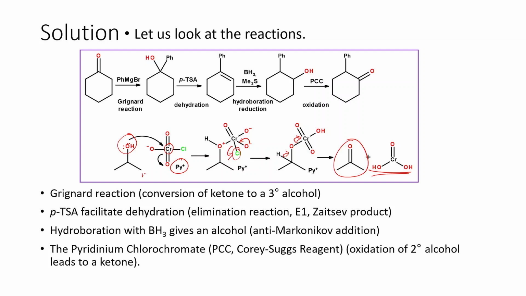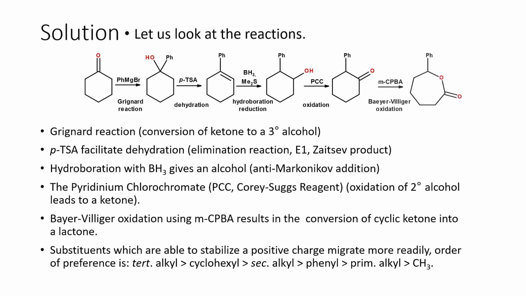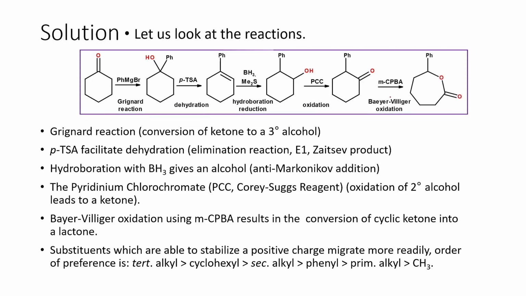If it is a hydrogen atom, then we are going to end up with the aldehyde. If it is an R group, then it's a secondary alcohol getting converted to ketone. So this is how the chromyl chloride, PCC, pyridinium chlorochromate oxidation takes place. So the conversion of the secondary alcohol to the ketone takes place, and then finally this is subjected to Baeyer-Villiger oxidation.